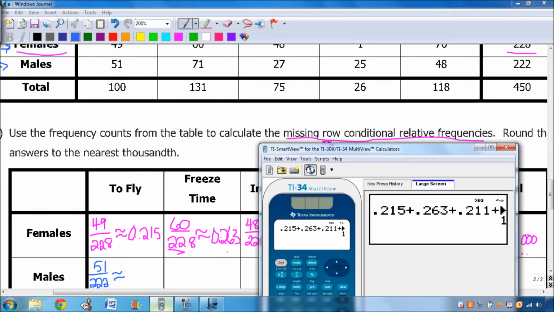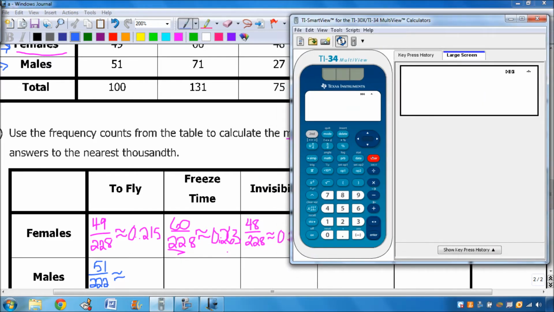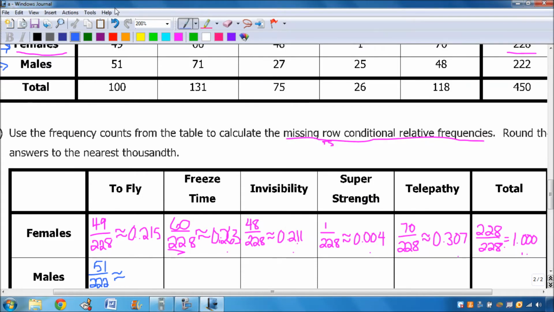So let's figure out what this is going to end up being. 51 out of 222. Round that to the nearest thousandths. Here's the tenths, here's the hundredths, here's the thousandths. You get a 9. Look at what comes after it. It's a 7. So this 7 will bump this 9 up to a 10, but I obviously can't put a 10 here. So this will bump this 9 up to a 0, which bumps this 2 up to a 3. So the answer is 0.230.